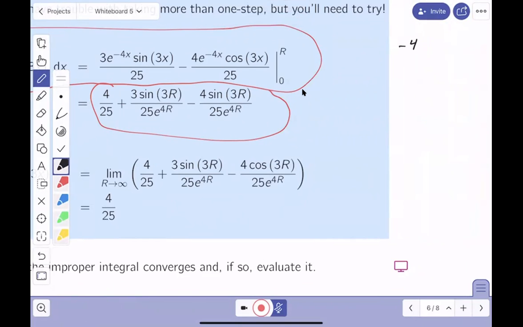I'm doing 0 because it's easy. And then you get e to the 0 is 1, cosine of 0 is 1, minus 4/25. Now, of course, we're subtracting that, so it's going to be plus 4/25. Now let's see if they plugged in the r right. What would you get? 3 sine 3r over 25 e to the 4r. I'm putting the e's on the bottom for a reason, by the way. And then it'll be minus 4.